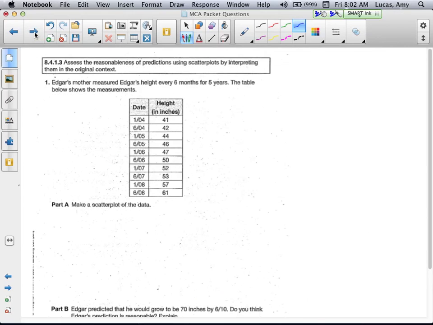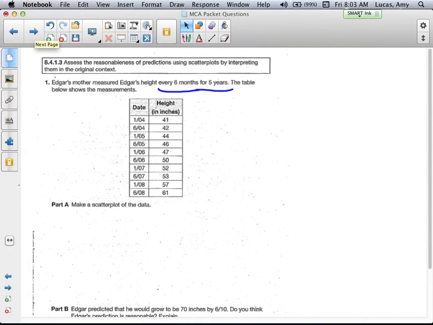8413. Assess the reasonableness of predictions by using scatter plots by interpreting them in the original context. So reasonableness. So if this is reasonable. Edgar's mother measured Edgar's height every 6 months for 5 years. The table below shows the measurements. Make a scatter plot of the data.